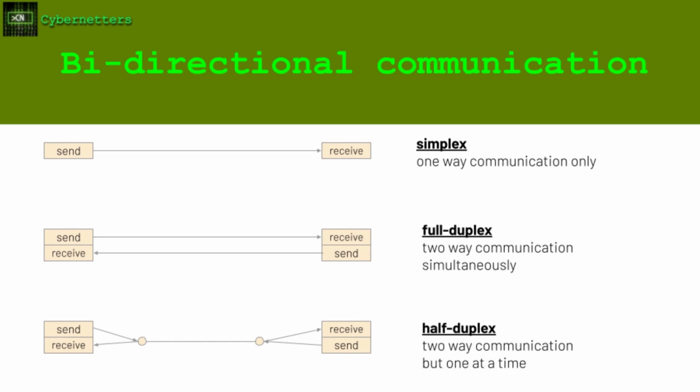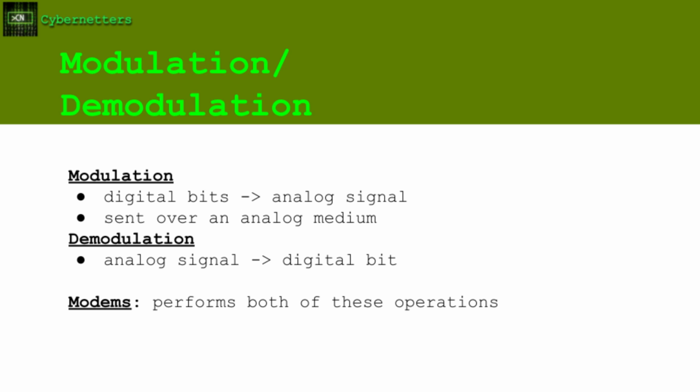Many analog systems are still in use, so that means we need to be able to convert digital into analog. Modulation is converting digital bits into analog signals so they can be sent over an analog medium. Demodulation is basically doing the opposite of what modulation does. It converts that analog signal into digital bits. And a modem, you've probably heard of it, is a device that performs both of these operations, modulation and demodulation.